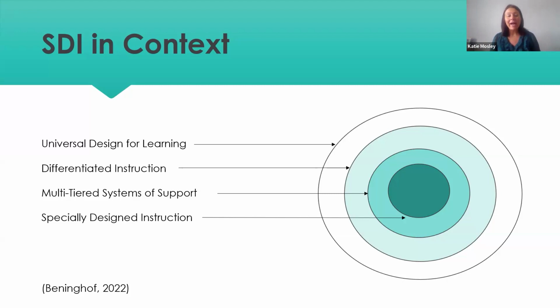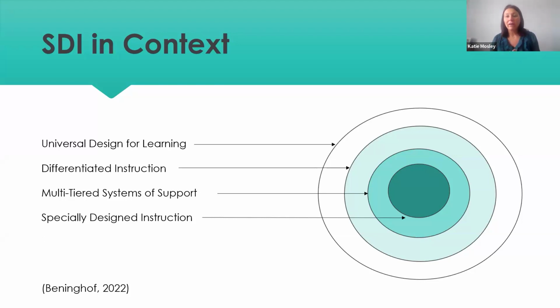And then within that, we get multi-tiered systems of support. So this is really looking at a very specific part of MTSS, which is RTI. So we know that our students who may be a little behind might get into the RTI process. And so now they're getting a little more targeted intervention for a skill deficit. So those three things are for every student.